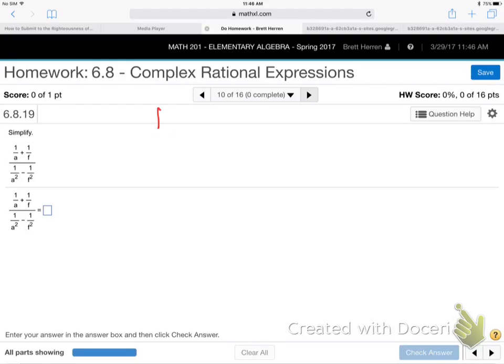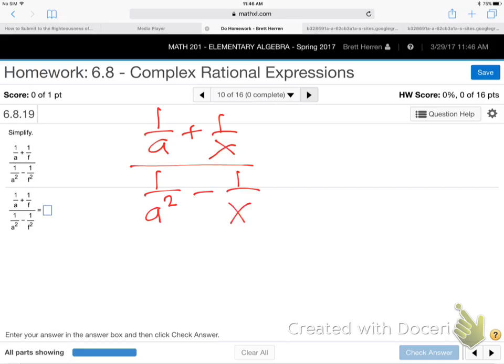Okay, I'm going to make it an x, that t, because my t's look bad. So 1 over a squared minus 1 over... I'll make the t's into x's. Okay, so here we go. All right, try that one.